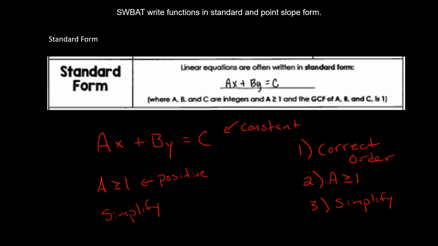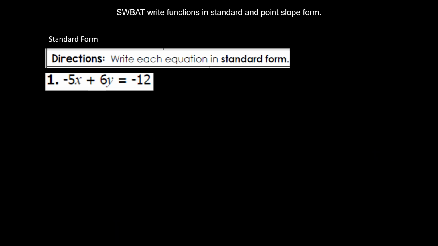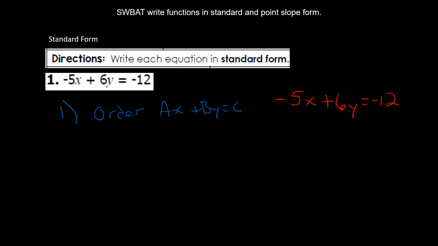All right, well, let's go ahead and move on, and let's do some practice problems. So when we're looking here at number 1, let's go over our rules again. We want to make sure that we have the correct order of ax plus by equals c. So when we're looking at this problem, we see negative 5x plus 6y equals negative 12. So we have our ax, our by, and our c. So our order is good.